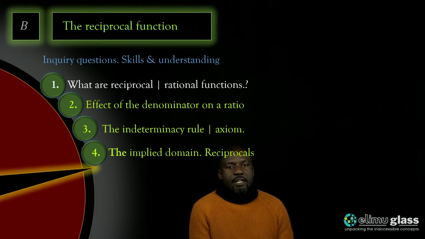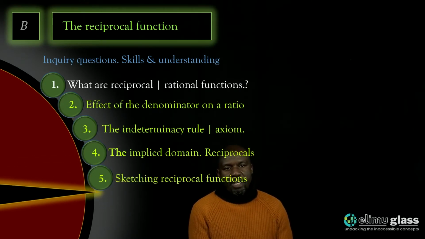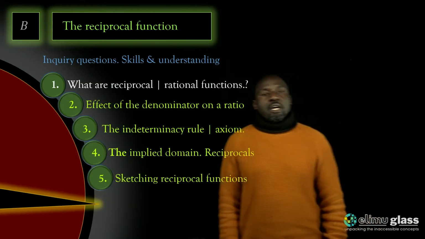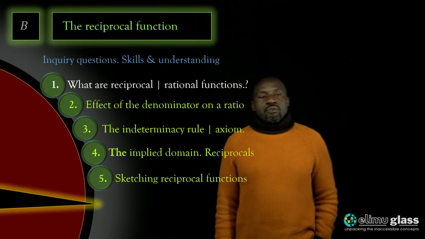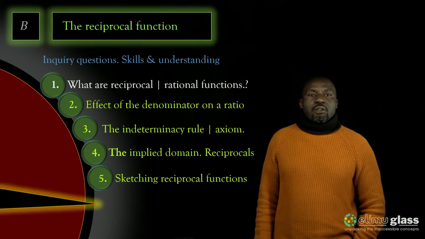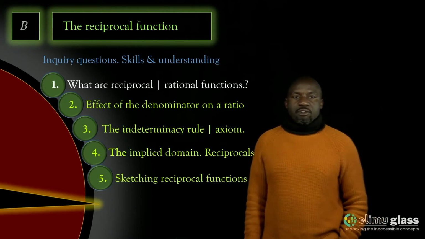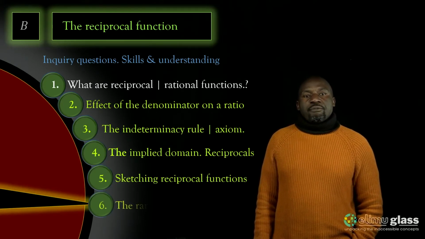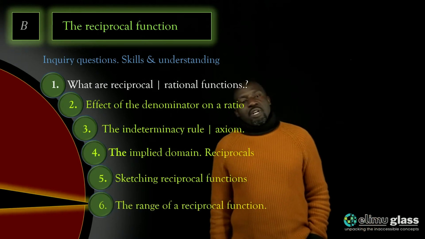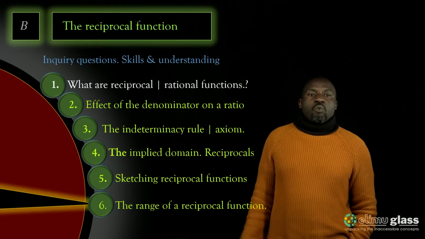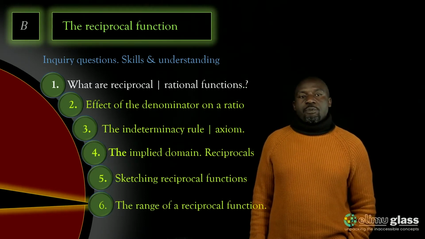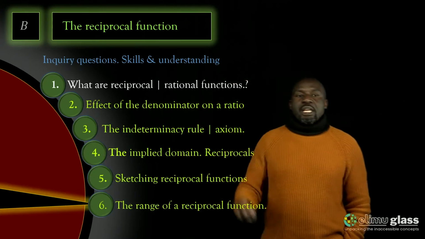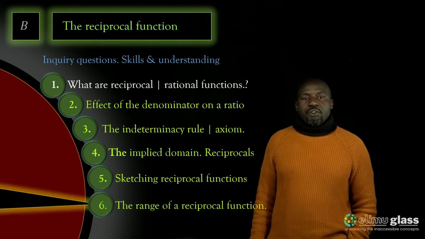And after that, we will sketch reciprocal functions, right? Just in the same way that we were able to sketch square root functions, we should also be able to sketch reciprocal functions. By this time, we will have known what we mean by a reciprocal function, so sketching them should be straightforward. Number 5, because we will have known how to sketch the reciprocal function, we will be able to determine the range of our reciprocal function given the implied domain. So once we have the implied domain, we can come up with the range for the reciprocal function.